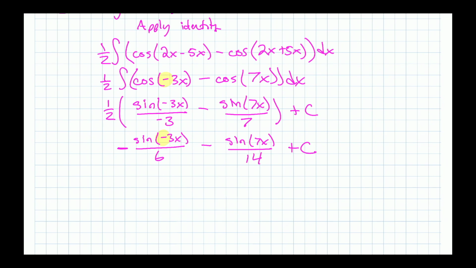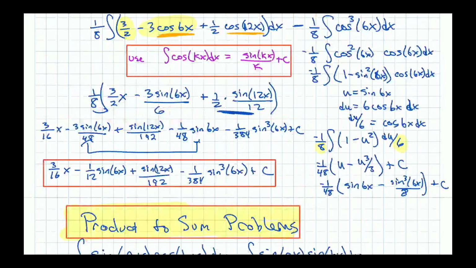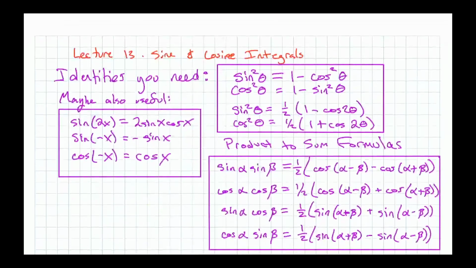of the sine. And that's why up at the top, when I gave you a bunch of trig identities here, I said, maybe also useful, and I gave you this and this. If you ever have a negative inside of your sine or your cosine, then you can do this. So if it's a sine, you just take the minus sign out. If it's a cosine and you have a minus sign on the inside, you can just not write it anymore.